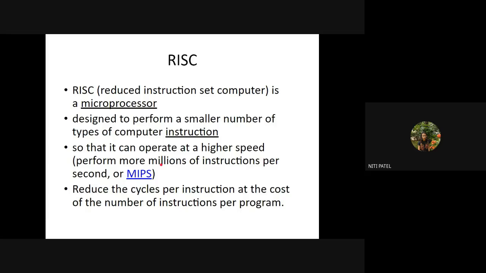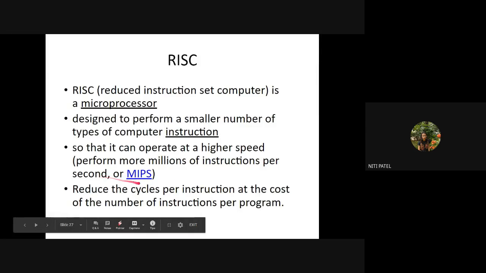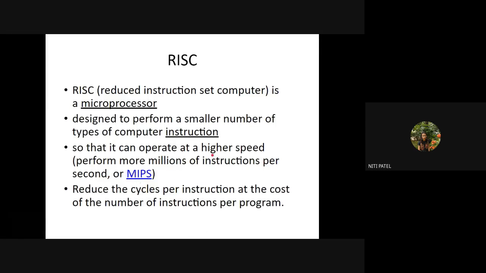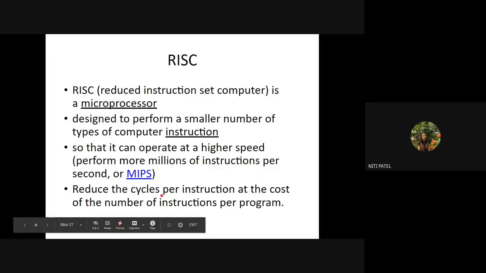Okay. So if it executes very small instructions, the speed is also high. Why is it high? Because it is executing very small instructions. How many instructions it can execute in 1 second is million instructions per second. Therefore, it is called MIPS, million instructions per second. It reduces the cycle for every instruction that it executes.